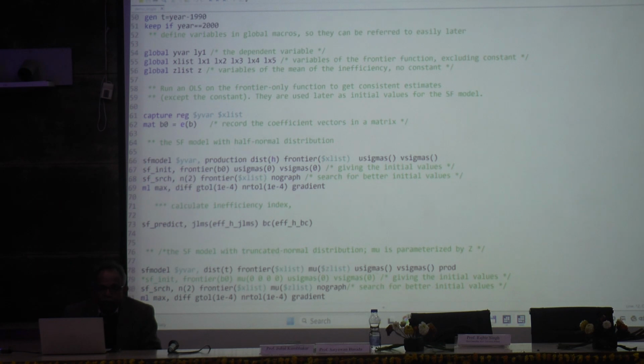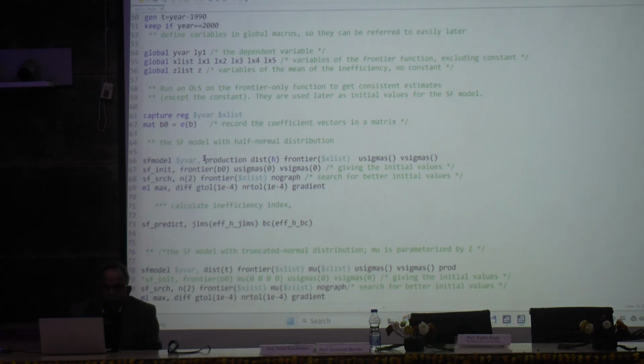Okay, so again, let's look at the sequence of things in line 66. So you have SF model, that's kind of the command. You are asking the computer to use that particular command. That means whatever is in SF model, you're asking the computer to get to this. And then your y variable. So if you have a list, then you have to put a dollar sign in front of it. If it is not a list, then again you can just have LY1, okay?